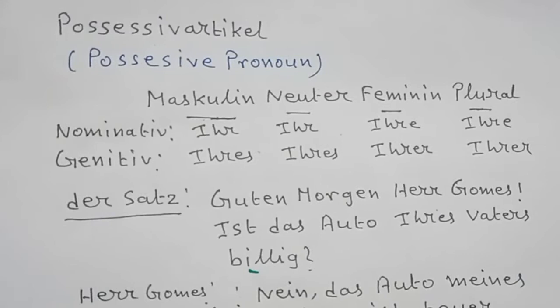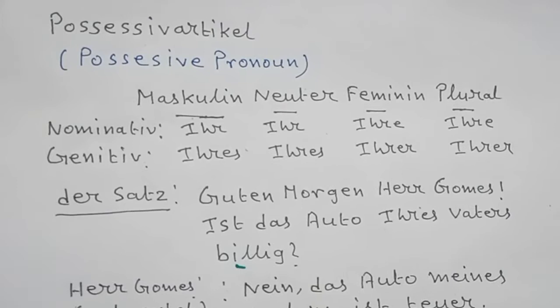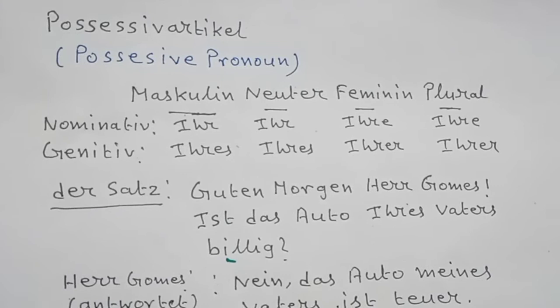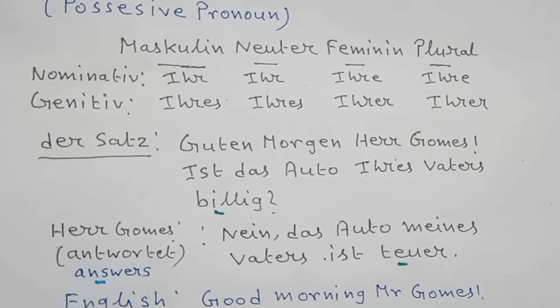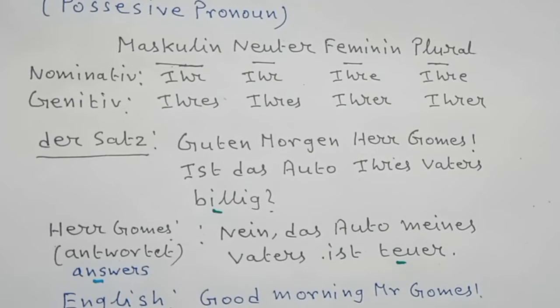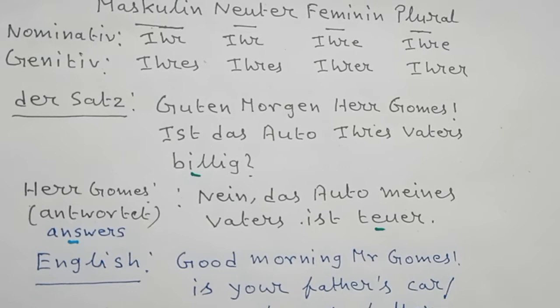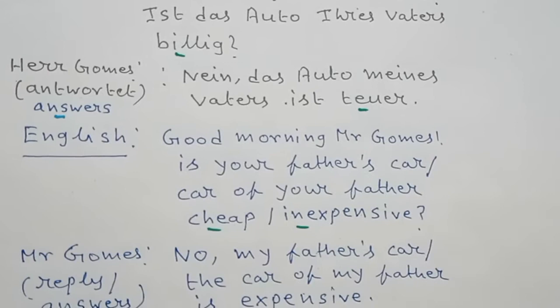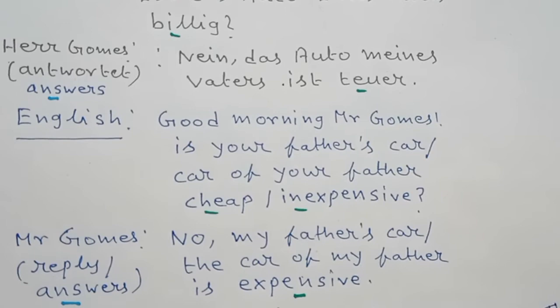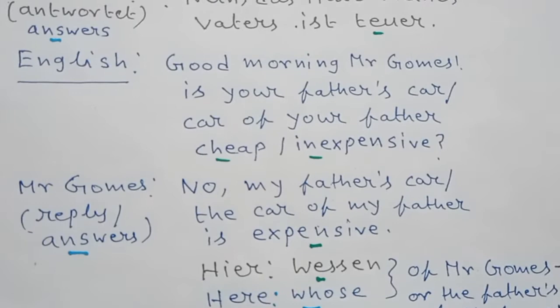Now, possessive article or possessive pronoun: masculine, neuter, feminine, plural. Nominative: ihr, ihr, ihre, ihre. Genitive: ihres, ihres, ihrer, ihrer. Now, here is that sentence. Guten Morgen, Herr Gomes. Ist das Auto Ihres Vaters billig? Herr Gomes antwortet, or answers: Nein, das Auto meines Vaters ist teuer. Now, the English: Good morning, Mr. Gomes. Is your father's car, or the car of your father, cheap or inexpensive? Now, Mr. Gomes replies: No, my father's car, or the car of my father, is expensive.